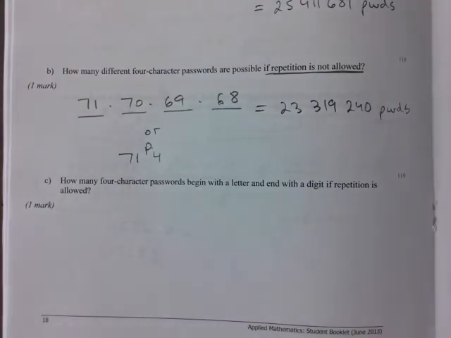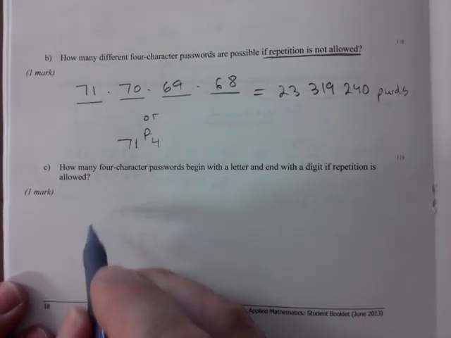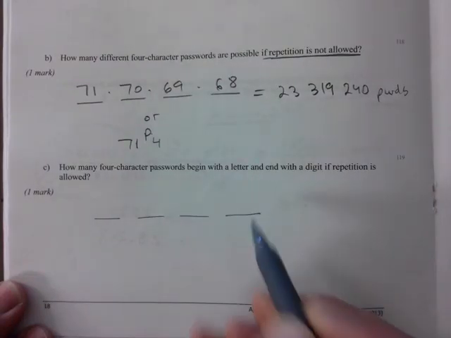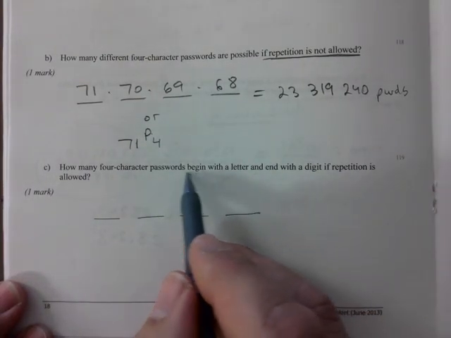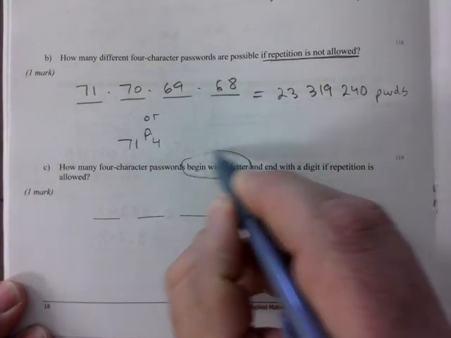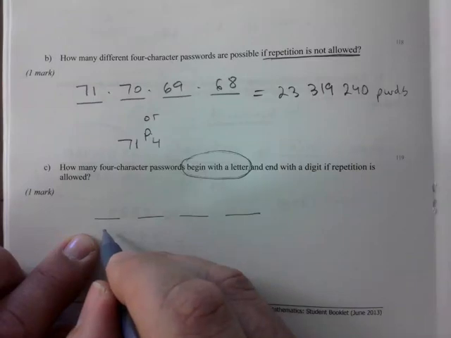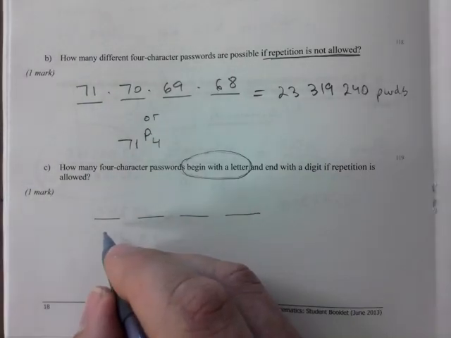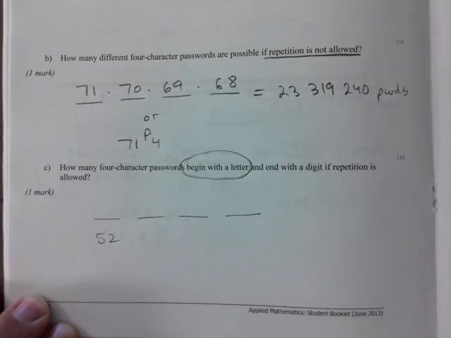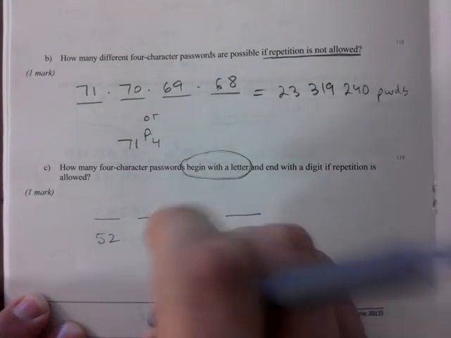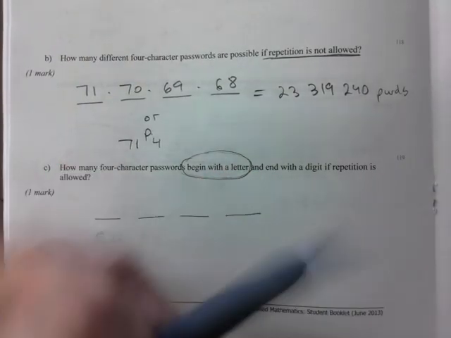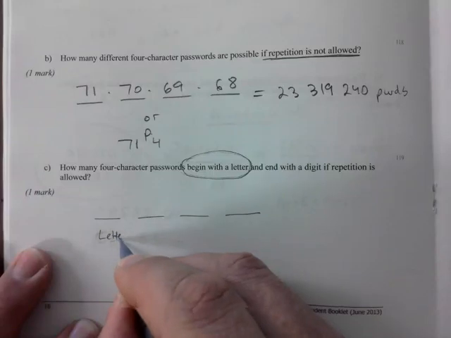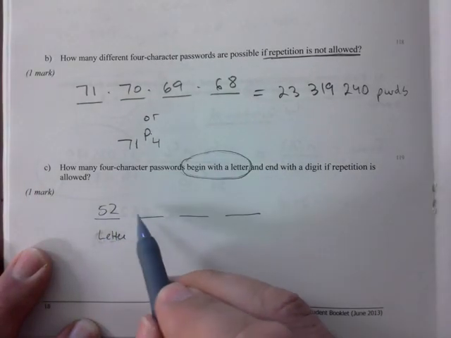How many 4-character passwords begin with a letter and end with a digit if repetition is allowed? Let's see here. 1, 2, 3, 4. It says begin with a letter. That's restriction number 1. So how many letters are there? 26, but I can do upper and lower case, right? So 52. 26 and 26. Sorry, I usually put the number on top. So this is 52 that I have here.